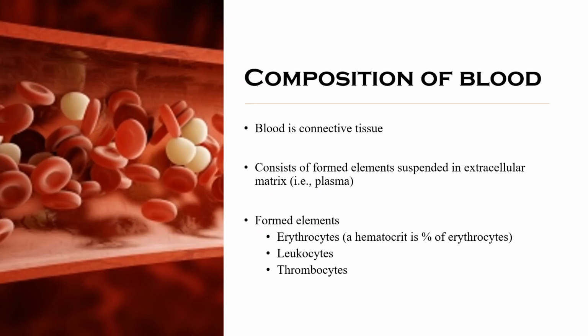Hello everyone. In this video, we are going to do a general overview of blood. So blood is a connective tissue because it consists of formed elements that are suspended in an extracellular matrix, which is the plasma. The formed elements are, of course, the erythrocytes, which are red blood cells, the leukocytes, that are white blood cells, and the thrombocytes, that are platelets. I just want to make note here that a hematocrit is the percentage of erythrocytes.